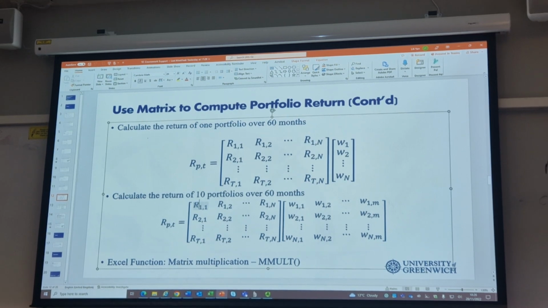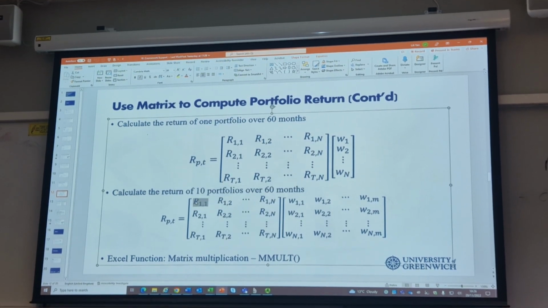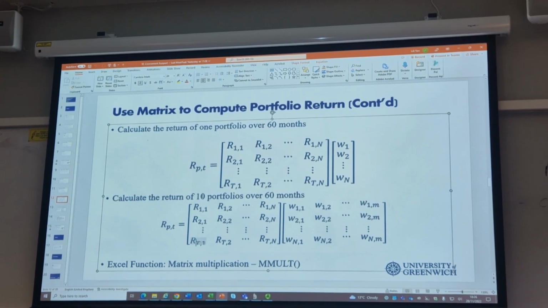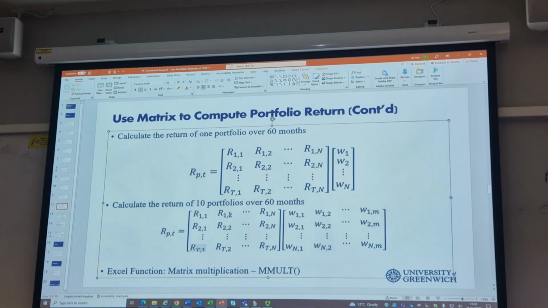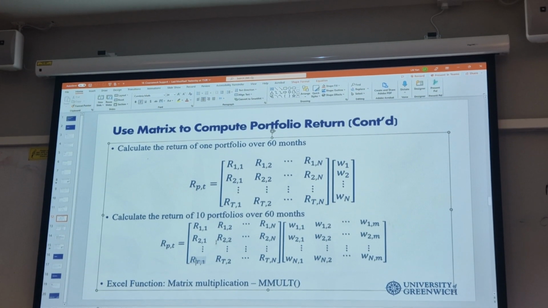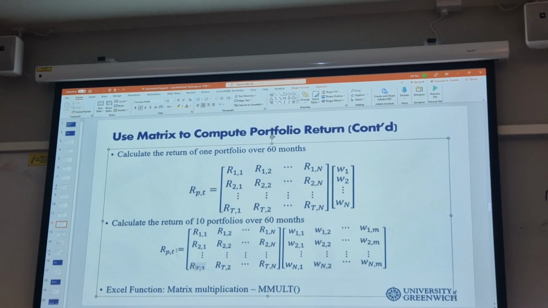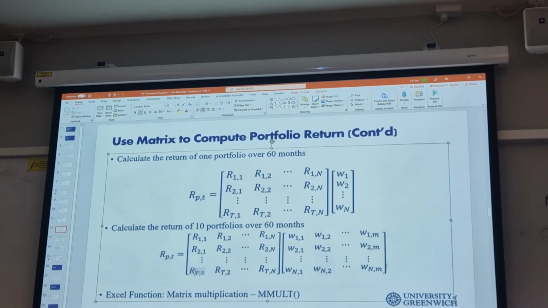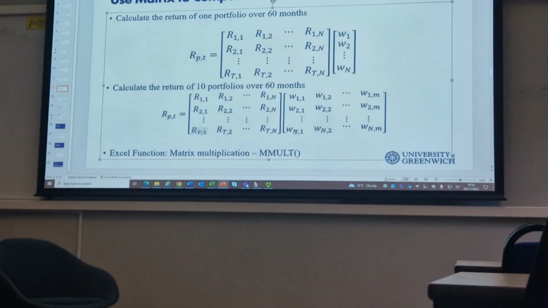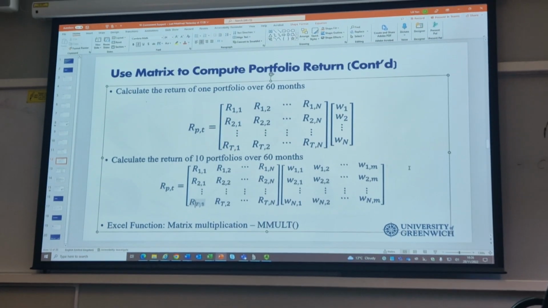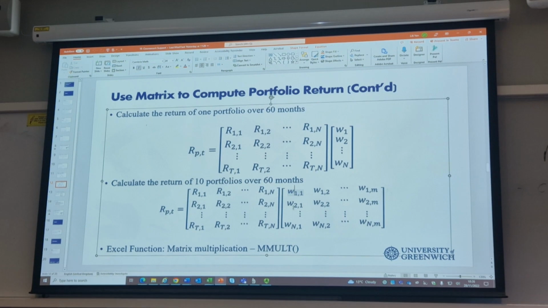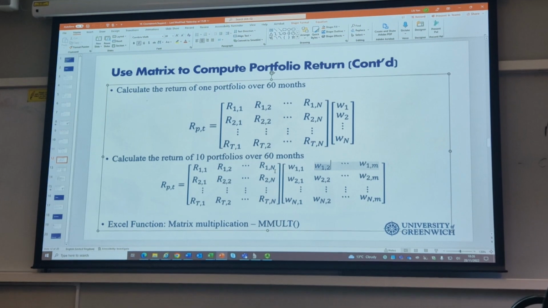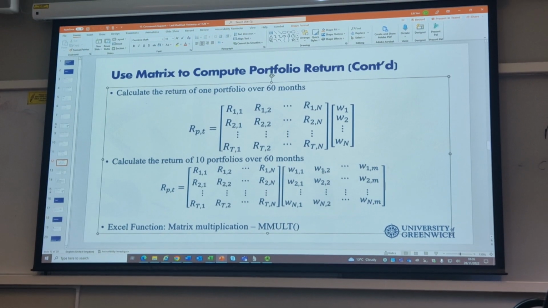So it's the return of the first asset in the first month, second month, and so on up to 61 months, for this column. The second column is the return of the second asset over these 61 months. So this is the matrix of returns of these 30 stocks. And another matrix is the weights of these 30 stocks given 10 portfolios. The first column is the weight of 30 stocks for the first portfolio, the second column is for the second portfolio, and the 10th column is for the 10th portfolio.